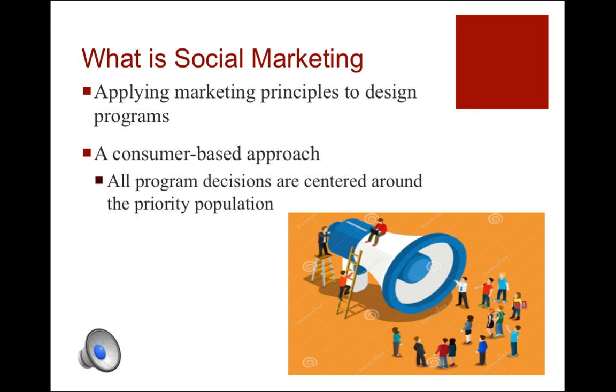What is social marketing? Social marketing, as defined by our textbook, is using marketing principles to design programs that facilitate voluntary behavior change for improved personal and societal well-being. It is a dedicated effort to understanding the priority population prior to developing an intervention and then keeping that knowledge at the center of all program planning decisions. In other words, it is a consumer-based approach for reaching out to the priority population.